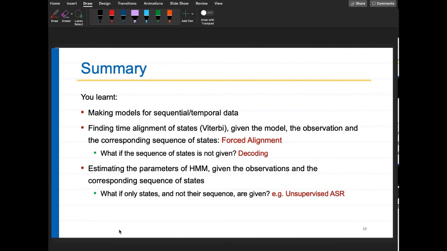If the model is given, it's very easy. Using Viterbi algorithm, you can just find it. Technically, it is called forced alignment because you're aligning your model with your data. You're just finding the temporal alignments, right? When does this state start? When does this state end? Right? And okay, what if the sequence of states is not given? Maybe I will spend some time on this problem.